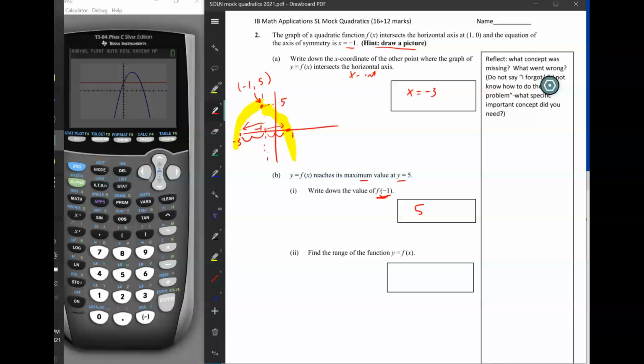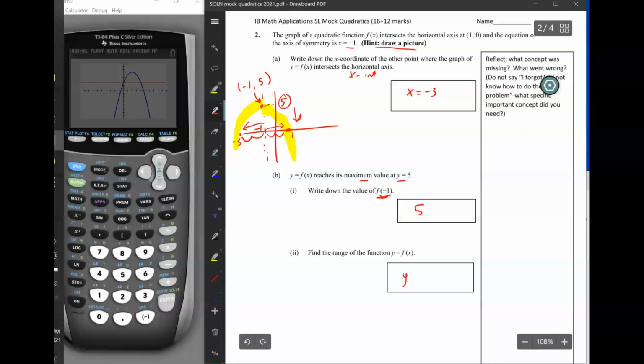Find the range of the function y equals f of x. Okay, remember, range is all the valid y values. So, valid y values, of course, include 5, because the vertex is at 5. Do they include values below 5 or above 5? Well, since the quadratic opens down, we know that it only includes the y values below 5.